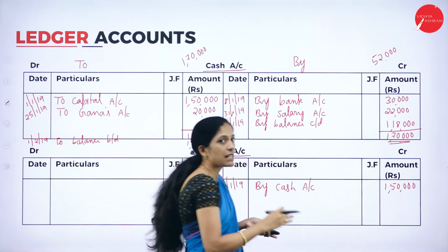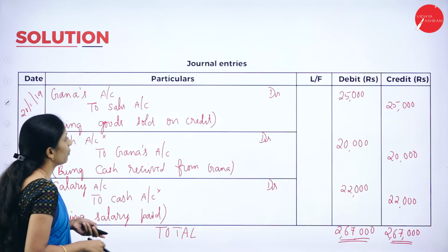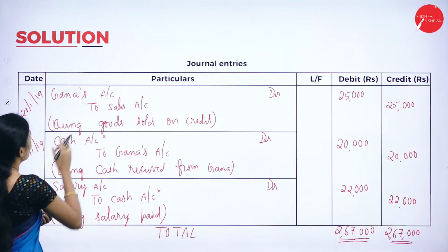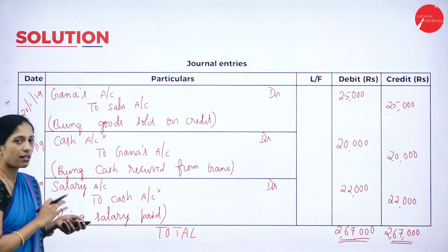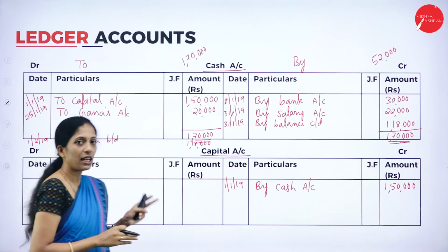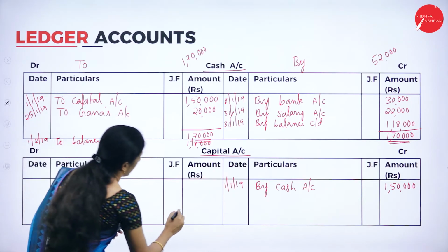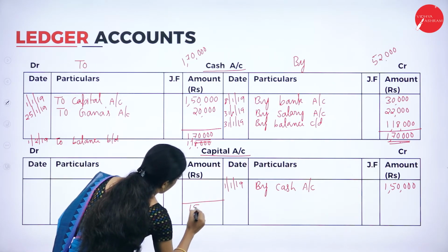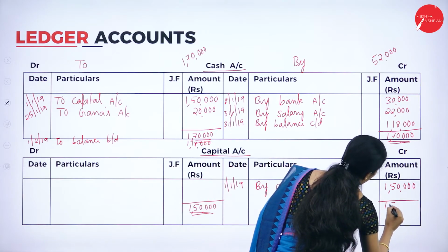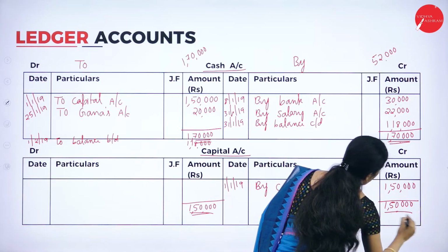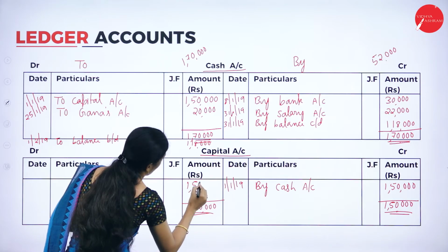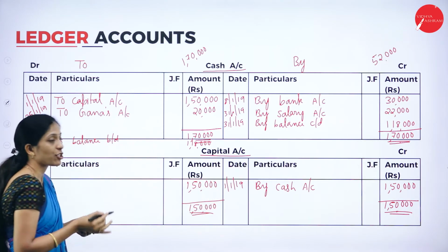Again see the journal entry where there is capital account. In the second one there is none, third also none, fourth also none, fifth and sixth there is no capital account. Now how to balance? On the credit side we have 1,50,000, debit side it is 0. Which one is greater? 1,50,000 is greater. So write it on both sides. 1,50,000 minus 0, the remaining amount is 1,50,000 only.